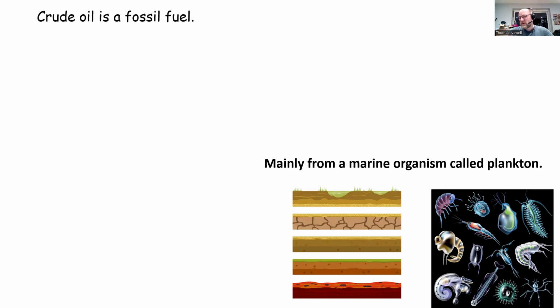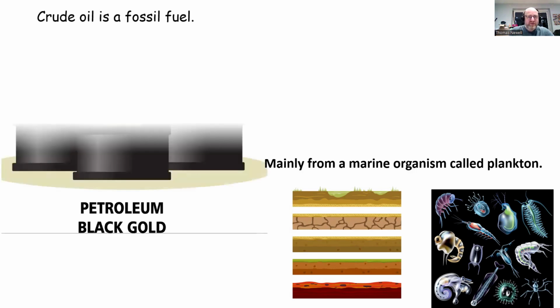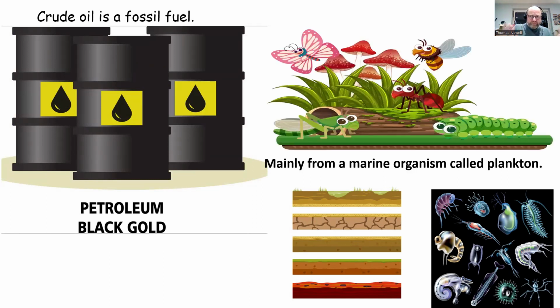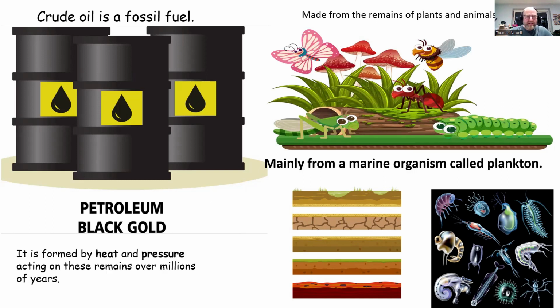Okay, crude oil is a fossil fuel because of the reasons we've just talked about, being made from the remains of dead organisms. It's also known as black gold. You don't need to know that, but crude oil is an incredibly valuable industry, one of the most valuable industries in the world. I think it's worth something like 5 trillion. Here are some animals and plants that could decay and one day become crude oil.